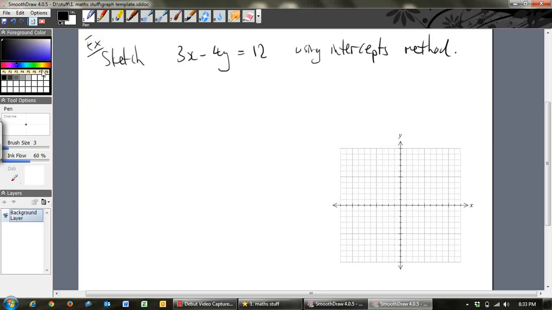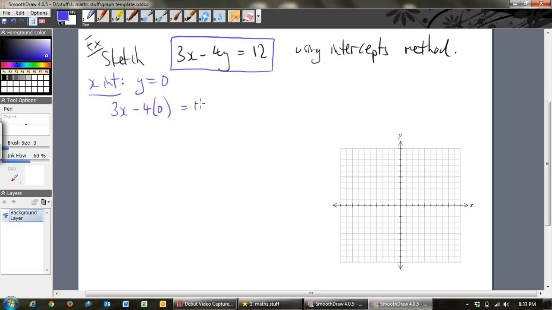Step 1 was to find our x-intercept. So how do we find the x-intercept? The x-intercept happens when y is equal to 0. So we put y equal to 0 into this equation here. This is our equation, the relationship between x and y. So we've got 3x, we don't know the value of x, we're trying to find it out, minus 4, but if y is equal to 0, 4 times 0, is equal to 12.